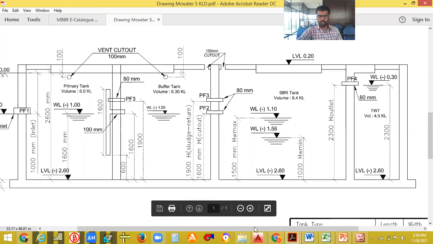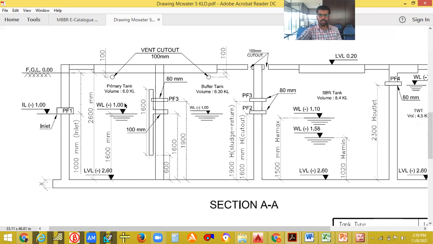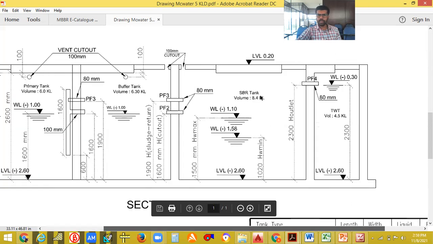So this is the section view. This is the inlet pipe. This is the ground level, and the water level is shown here. Different pipes are there. This is the primary tank, then the buffer tank, then the SBR tank, and finally it goes to the treated water tank.